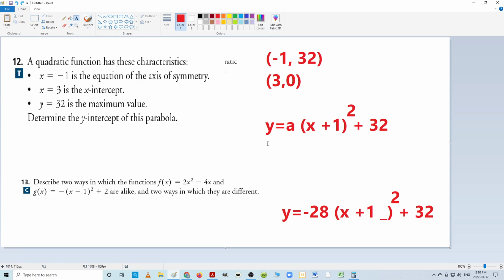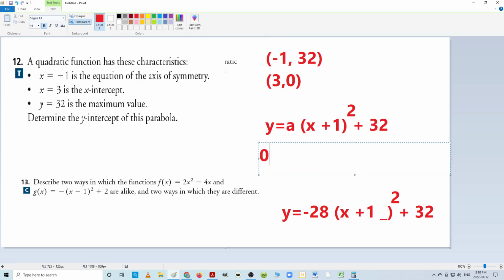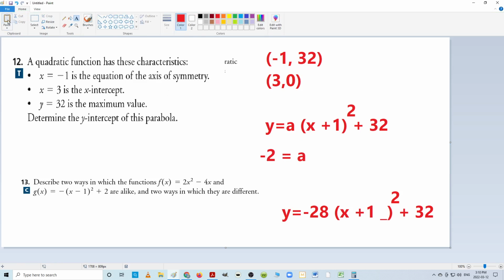So I don't know what I was doing there. Foolish. That's just from being tired. So if I put in 0 for y and 3 for x, I get 4 squared a plus 32. 4 squared is 16. 32 goes to the other side. That was dumb of me. And divide by 16, I get a is equal to minus 2. So I actually just get this. My bad.